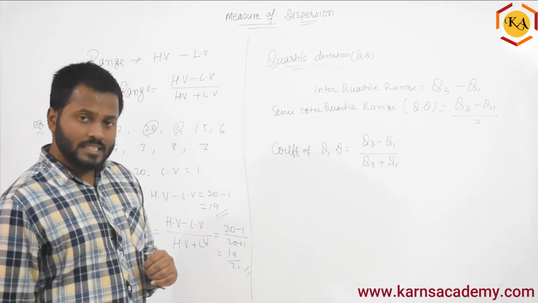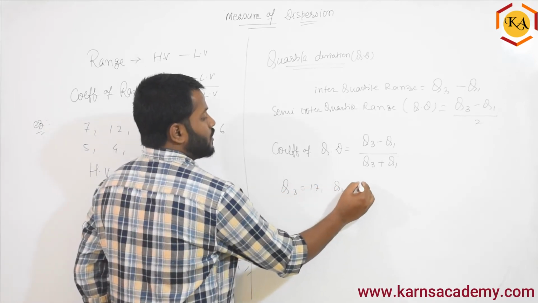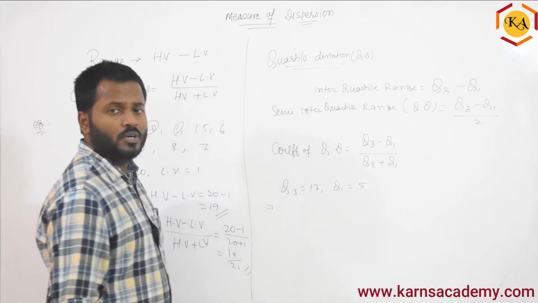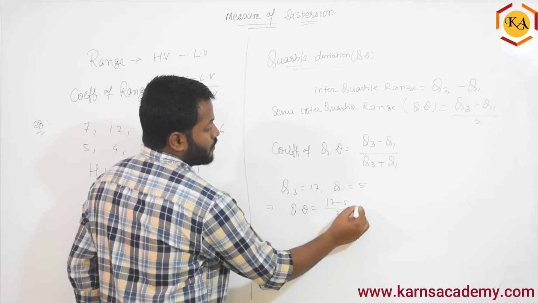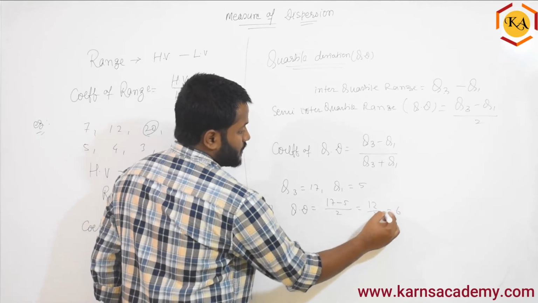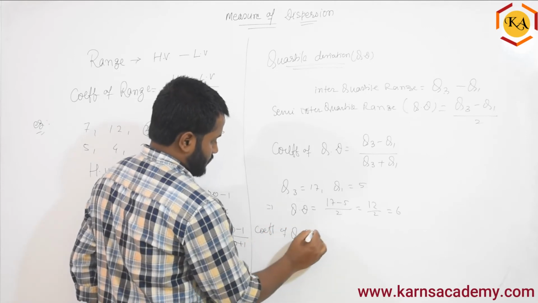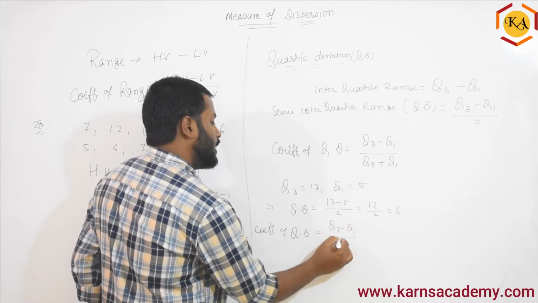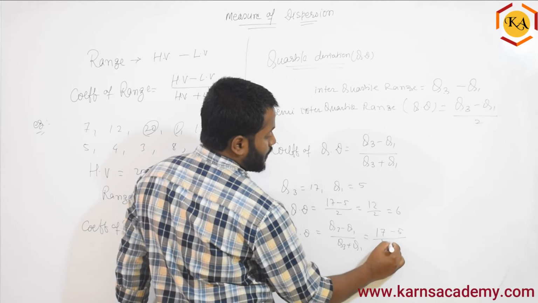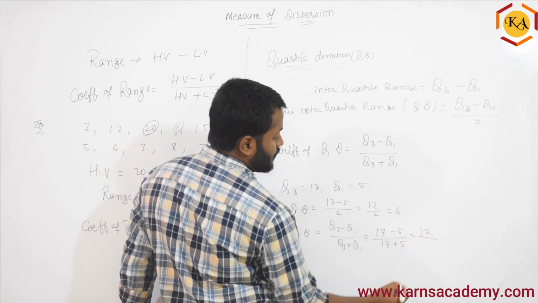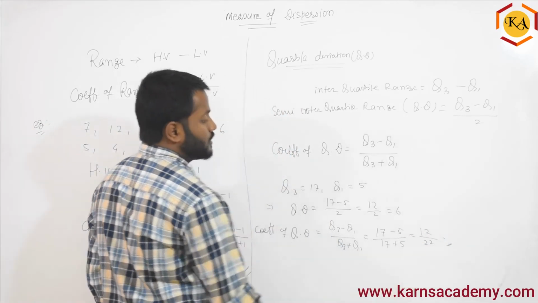Okay, let's take one question. Assume that Q3 is equal to 17 and Q1 is equal to 5 and they ask you to find out the quartile deviation. So what will happen? Quartile deviation is equal to 17 minus 5 by 2, which is 12 by 2, which is 6. At the same time, the coefficient of quartile deviation will be Q3 minus Q1 by Q3 plus Q1. So it is 17 minus 5 by 17 plus 5, which is 12 by 22. Right, so this is how you can solve it.